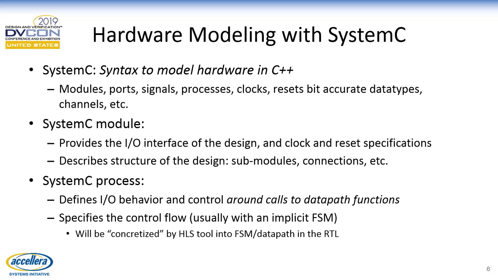SystemC process defines the I/O behavior around the calls to the DevPath function. And I have an example for this. So basically, a SystemC process specifies the control flow. It's usually an implicit FSM, but not all the time. And the SystemC processes is what gets concretized by the HLS tool. So the HLS tool takes SystemC processes, translates them into Verilog, and it does the scheduling, moves the operations around.